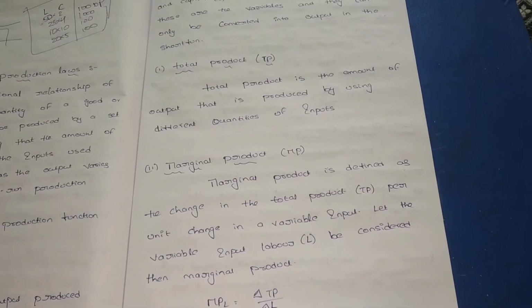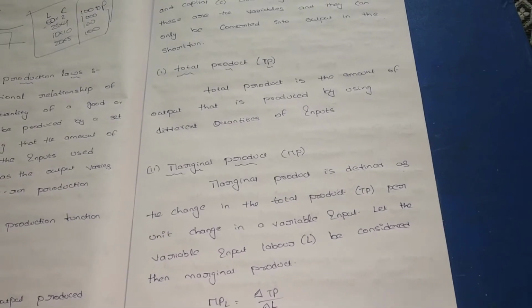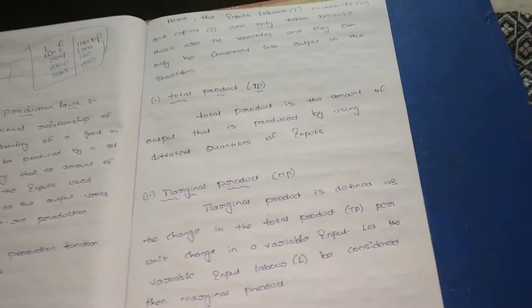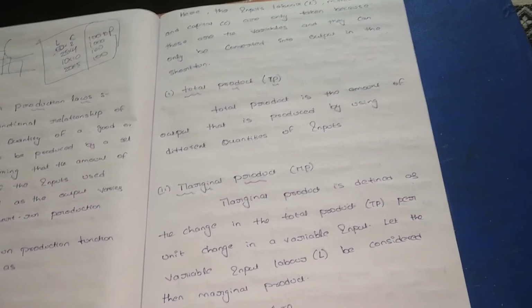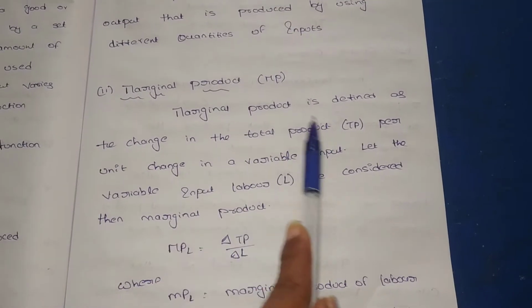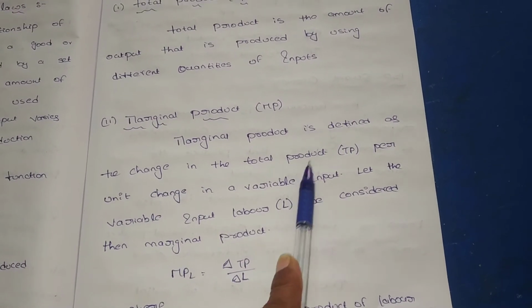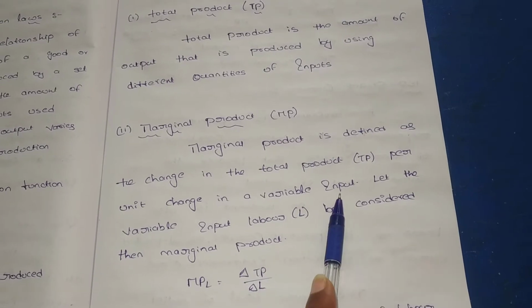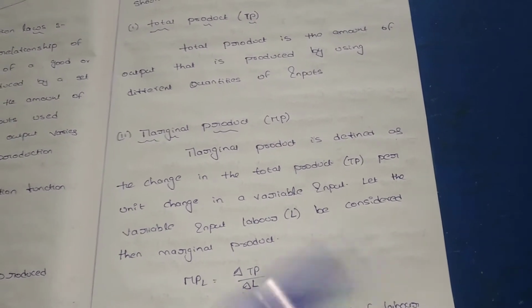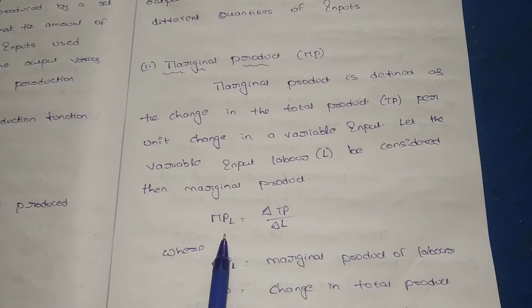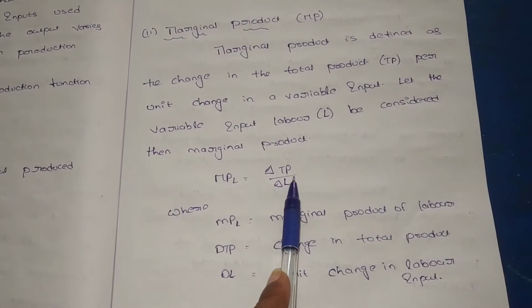Marginal product means there is a limit: up to 100 units we are producing per week, but now we are changing from 100 to 105. For the production of 105 units, how much input is required? How much change in inputs is required from past to present? Marginal product is defined as the change in the total product, from 100 to 105, per unit change in variable input. Let the variable input be labor, then the formula is MPL.